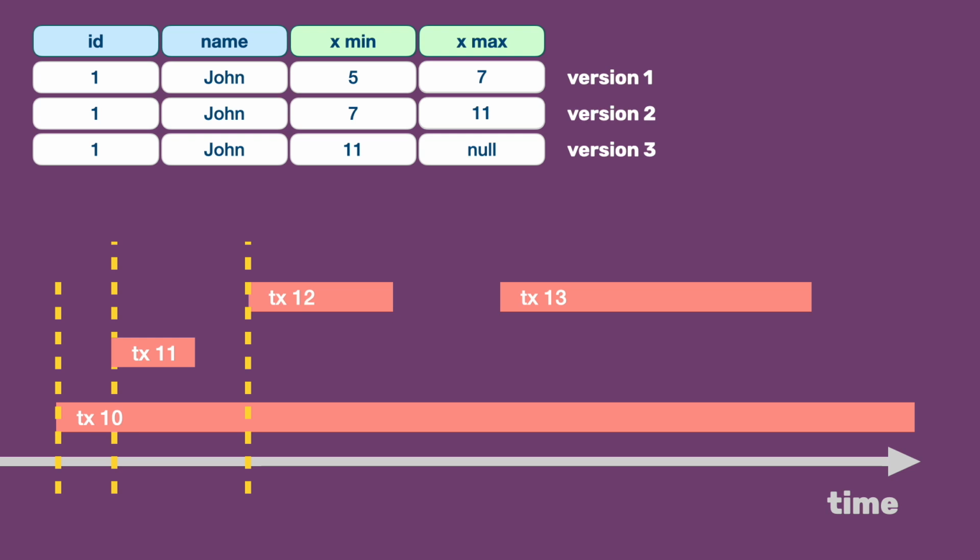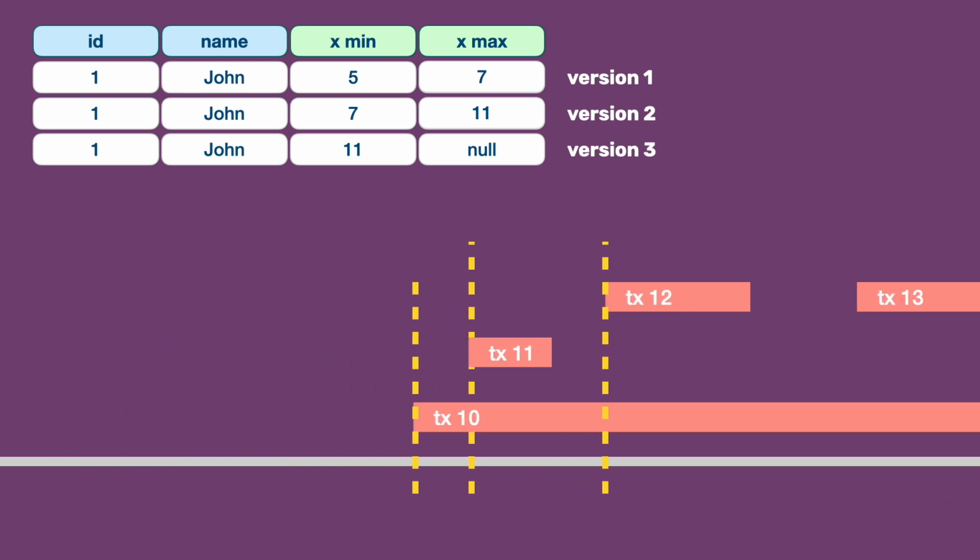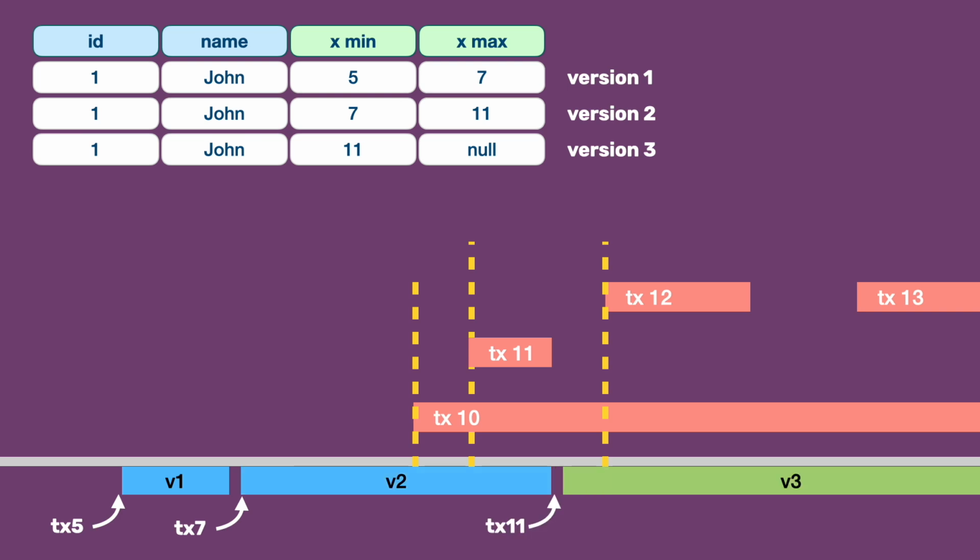Let's look at the timeline and see when each version of the row existed. Version 1 was inserted earlier, at this point in time by transaction 5. Later, transaction 7 updated the row. At that moment, version 1 was marked as deleted and version 2 became the current version. Then, transaction 11 updated the row again, version 2 was marked as deleted and version 3 was created. And version 3 is still the current version that exists now.